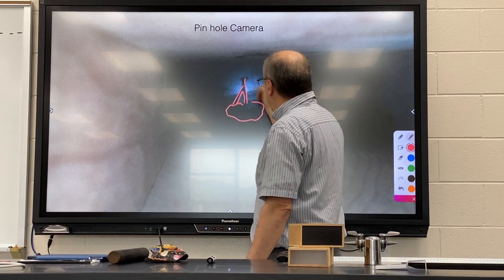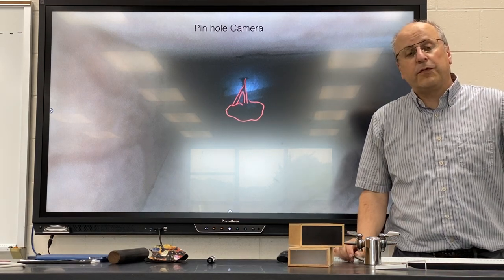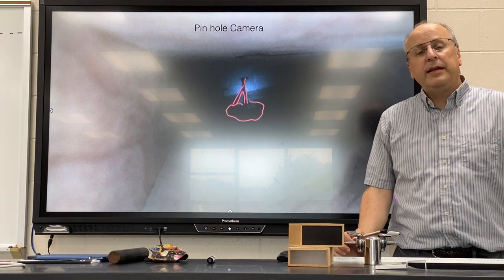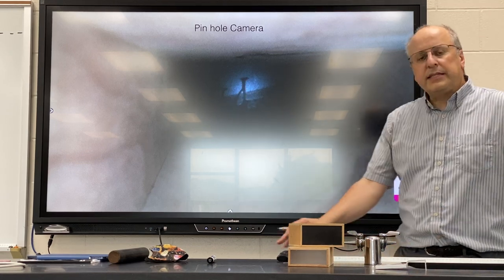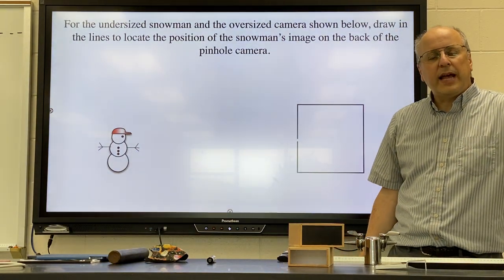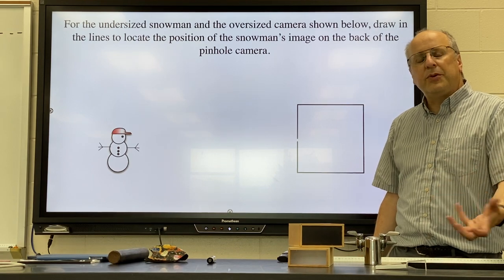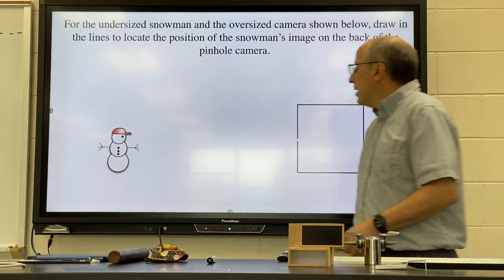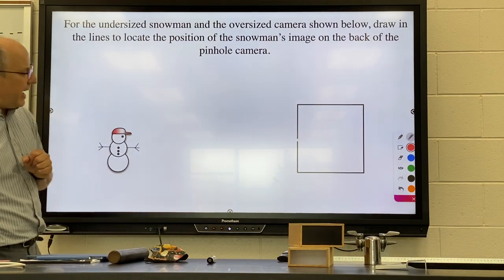And one of the characteristics of the images that are formed by a pinhole camera is that they are inverted, or upside down. So let's see how the pinhole camera works. And again, it's not that the pinhole camera is important, but it's a good introduction to how we're going to attack optics. Okay, so we have a snowman standing in front of a pinhole camera.